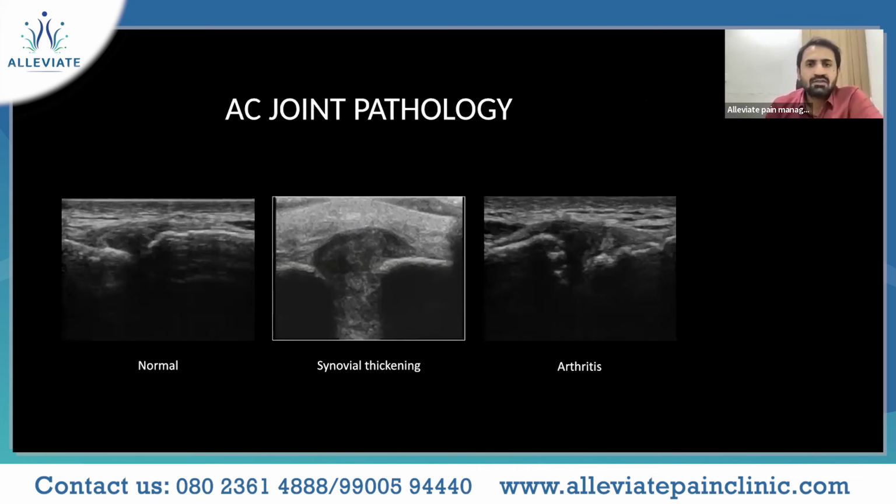AC joint pathology, a very superficial joint, easy to diagnose. This is a normal joint where you can see that there is a downsloping. You can see there is not much of collection there. There's no synovial hypertrophy. Your cortical erosions are not there. Whereas here in arthritis, you can see that the bony edges are irregular. There is cortical erosion here. There is fluid accumulated. There is some synovial hypertrophy as well. In this case, there is a lot of hypertrophy, probably related to your inflammatory arthritis.